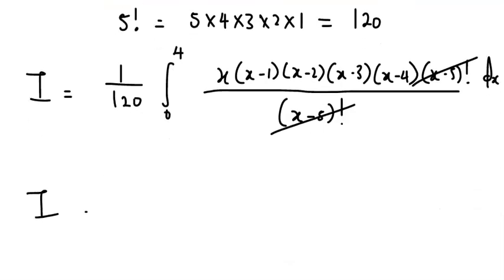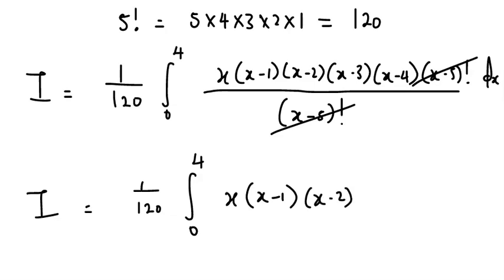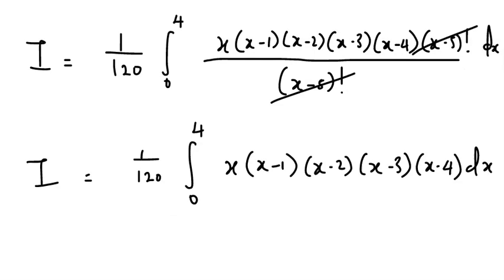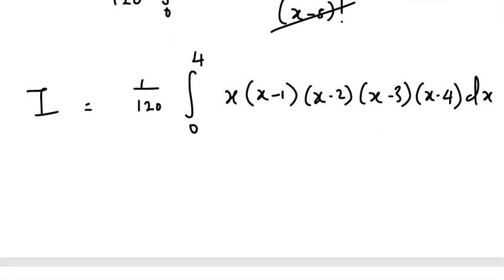So from here now, we have our I is equal to 1 over 120 multiplied by the integral from 0 to 4 of the product x multiplied by x minus 1 multiplied by x minus 2 multiplied by x minus 3, and then multiplied by x minus 4, and then we have our dx. Okay, should we expand? I don't think so. I have a smarter way to deal with this.